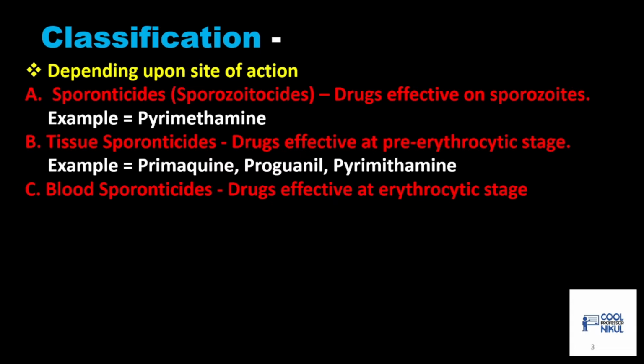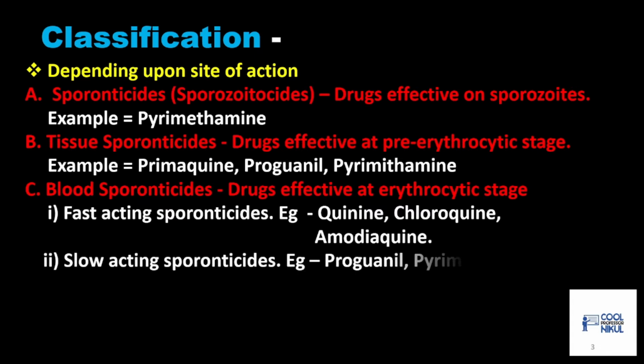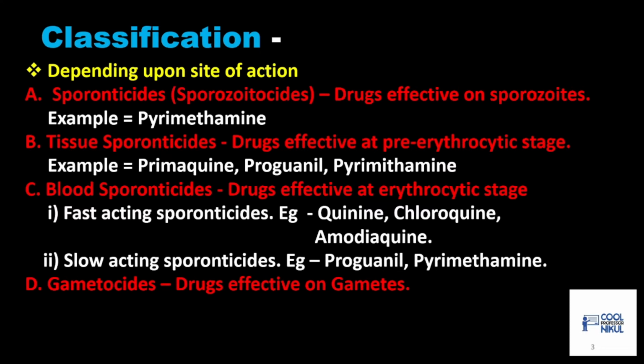Blood schizonticides, that is drugs effective at the erythrocytic stage. Examples of fast acting schizonticides are quinine and chloroquine, amodiaquine, and slow acting schizonticides are proguanil and pyrimethamine. Gametocides are drugs that are effective on gametes. Examples are primaquine and quinine.